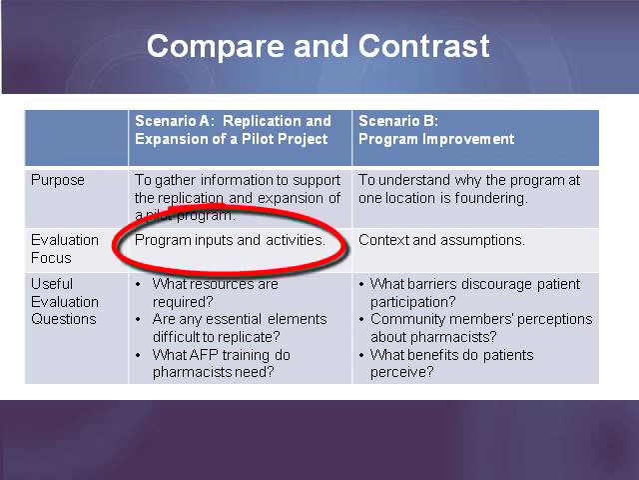We already knew the program worked. We wanted to get some sense of whether it would be sticker shock or not to expand it. What are the evaluation questions we thought were going to be most useful from the list we presented? What are the resources that are going to be required? But beyond that, are there critical elements that are going to be hard to replicate? Again, that's sort of a resource question. What training will pharmacists at other sites need to be able to participate effectively? Again, that's sort of a resource question.